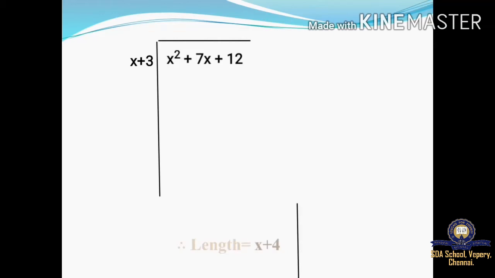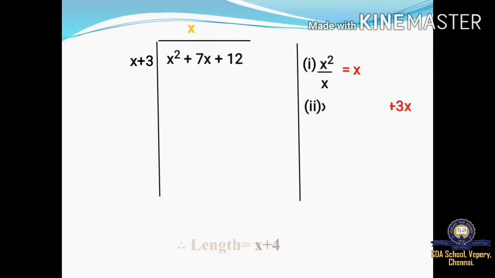Now, what is my first step? x square is the first term, right? So, first step is I have to arrange it in standard form. Then second step is I have to take out the first term, that is x square, and divide it by x. What answer will I get? I'll get the answer as x. That x has to be written in the quotient's place.